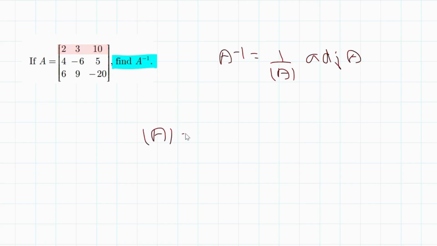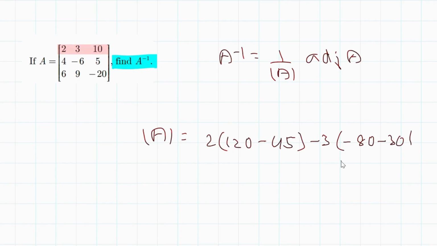So to find A determinant, we are going to expand along the row 1. So it's going to be what? 2 multiplied by, this is 2 multiplied by 120 minus 9 into 5 is 45. And this is minus 3. Eliminating this row and column, what we are going to get? Minus 3. This is minus 80 multiplied by minus 30. And finally, along 10, eliminating this row and column, this is how much? 36. And minus 36, that is plus 36. So it results to give you how much?